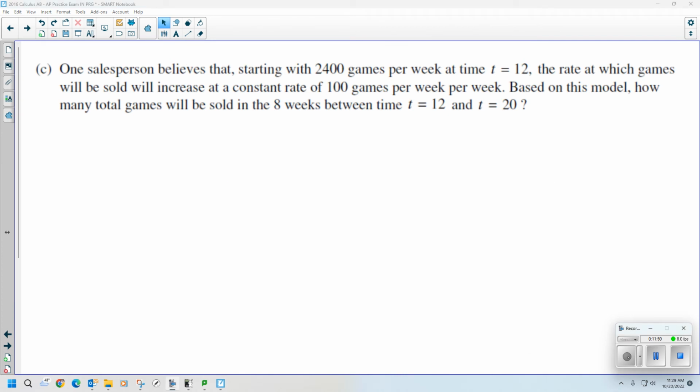2C. There's always one person, but one person believes that starting with 2,400 games per week at time t equals 12, the rate at which games will be sold will increase at a constant rate of 100 games per week. Per week, per week.